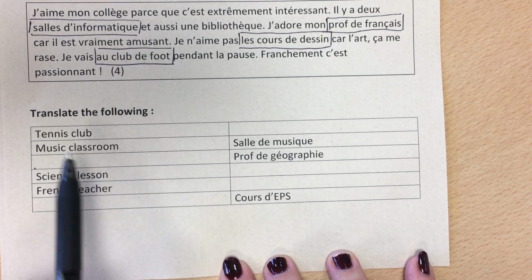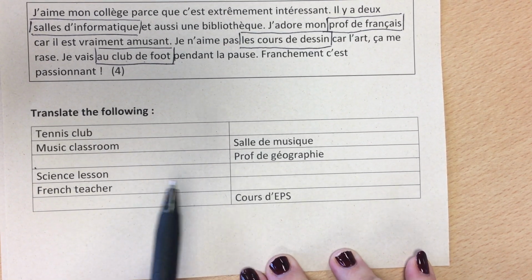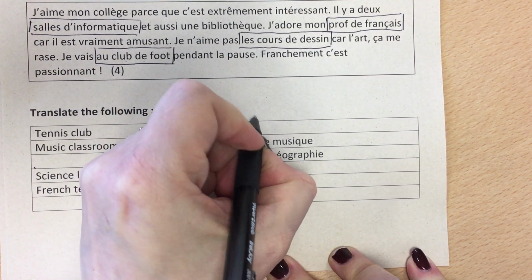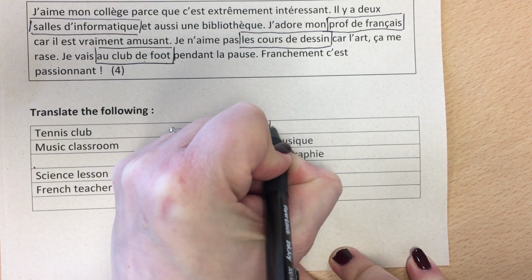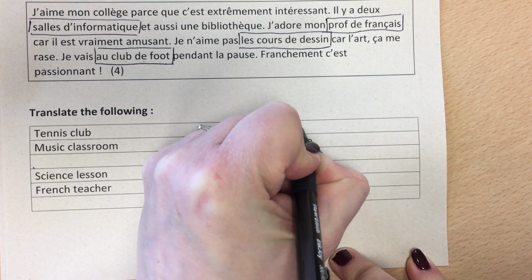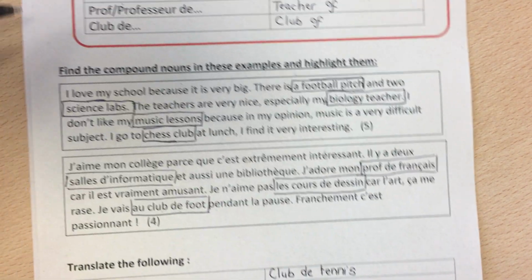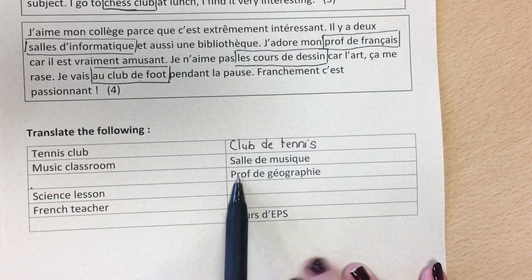And come back and check. Tennis club. We're going to need to say club of tennis, aren't we? Because that is how the French do their compound nouns. They take their first noun, club, and then de, and then we're going to put our tennis afterwards. Club de tennis, club of tennis. Checking at the top here, club de, club of tennis. Lovely.